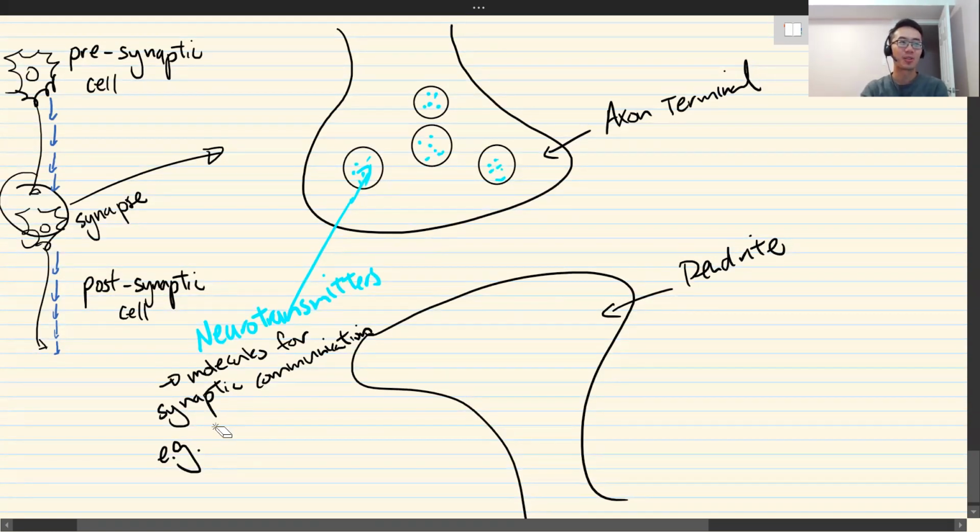So examples of neurotransmitters are things like dopamine. Anybody heard of dopamine before? What's another name for dopamine? Anybody heard of that? Okay, there's serotonin, yeah. This is a happy hormone. That's right, the happy hormone, dopamine, right?